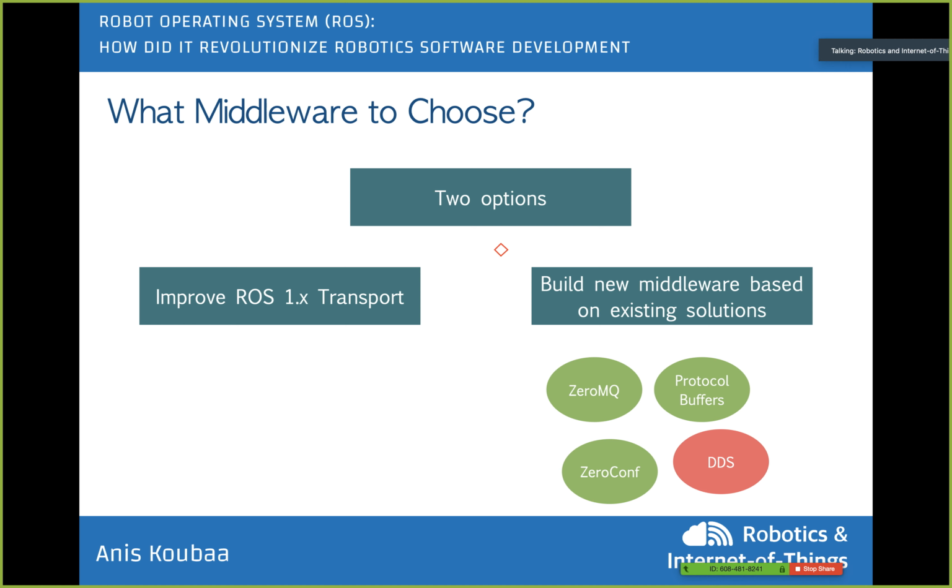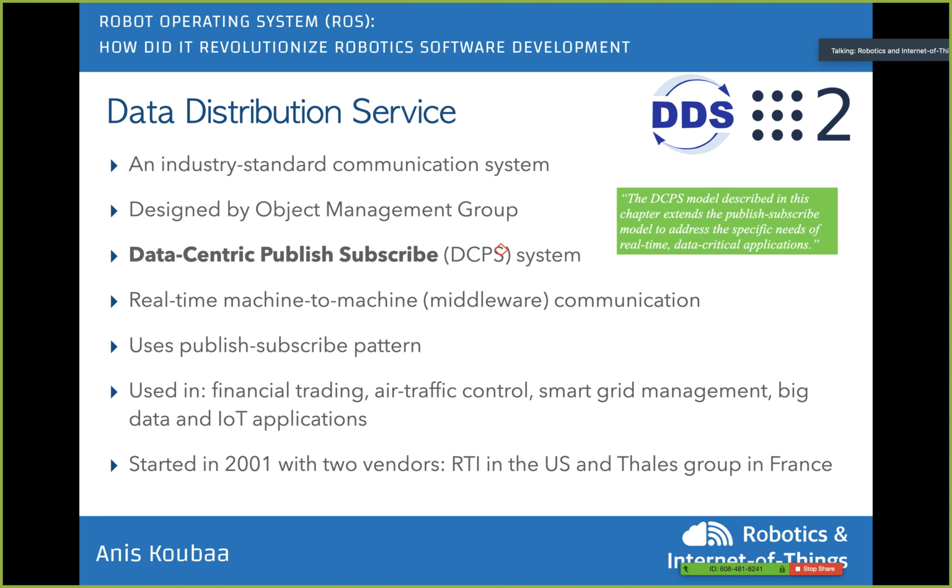Instead of using TCPROS or UDPROS, DDS is going to replace it for the communication between the processes, and this is going to give much more scalability and flexibility, real-time performance, quality of service, and so on. So what is DDS? It is the Data Distribution Service. It's already an industry standard communication system. It's an old system, independent from ROS, but it was later on integrated into ROS, and I'm going to explain why. And it is designed by the Object Management Group.